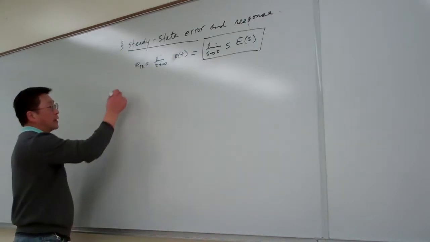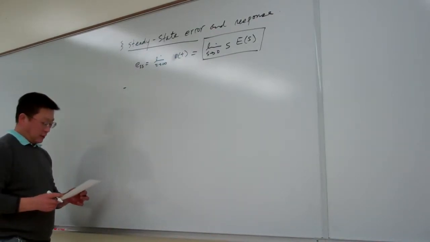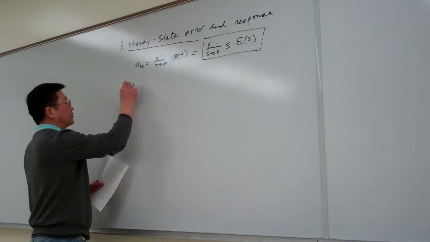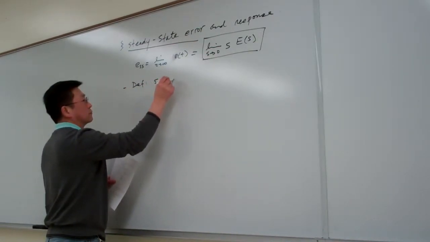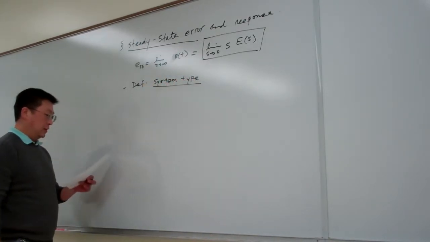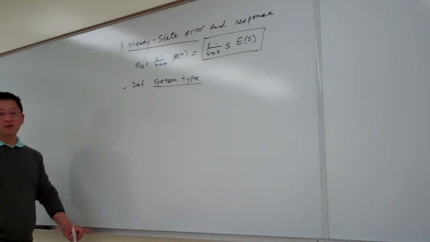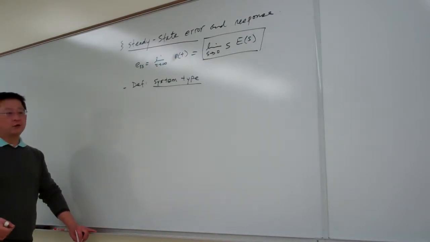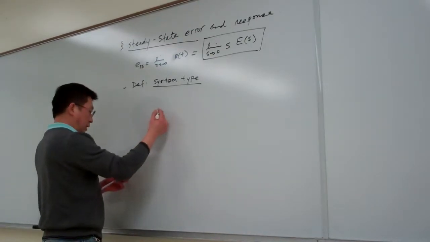And for doing that, I want to define new terms. This one is called the system type, or type of the systems. Basically, we say the system is type 1, type 0, type 2, etc. Basically, it's this.